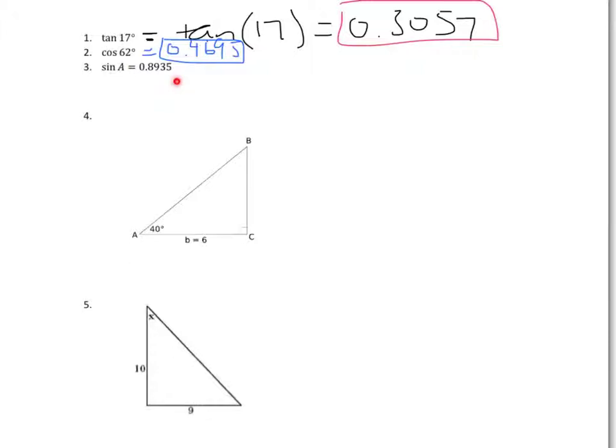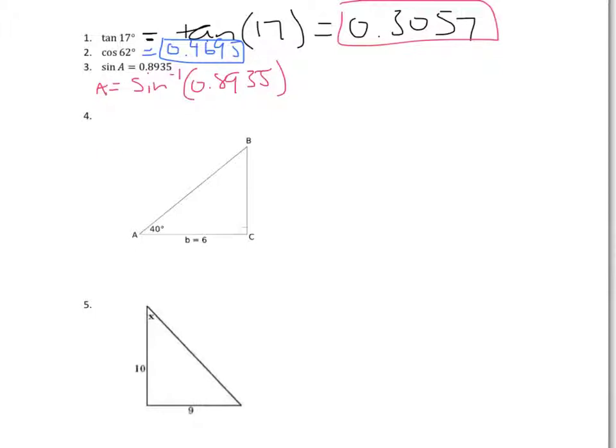So it looks like this: A equals the inverse sine, sine negative 1, of 0.8935. The way you type this in your calculator, find those sine, cosine, tangent buttons. You should see inverse sine, inverse cosine, inverse tangent right above them in blue or some different color. That means you hit the second button and then click whichever one of those trig ratios you're looking for.